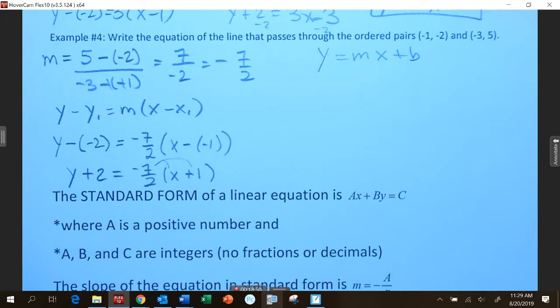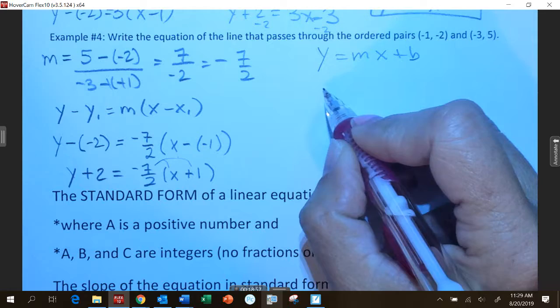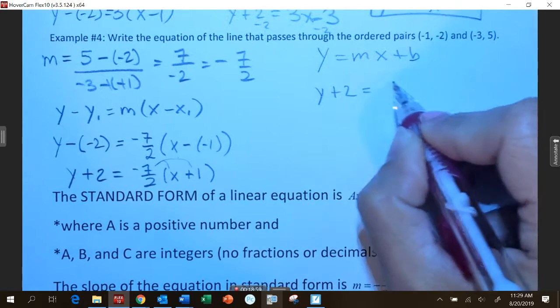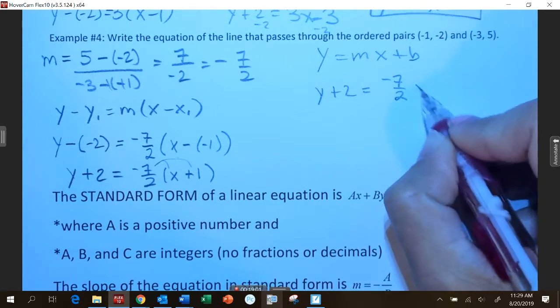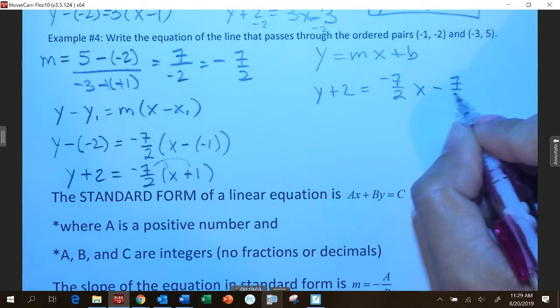So you're going to have to multiply negative 7/2 times 1 without a calculator. Sorry, guys. I'm so sorry. I know it's hard. So we multiply that and I get minus 7/2.